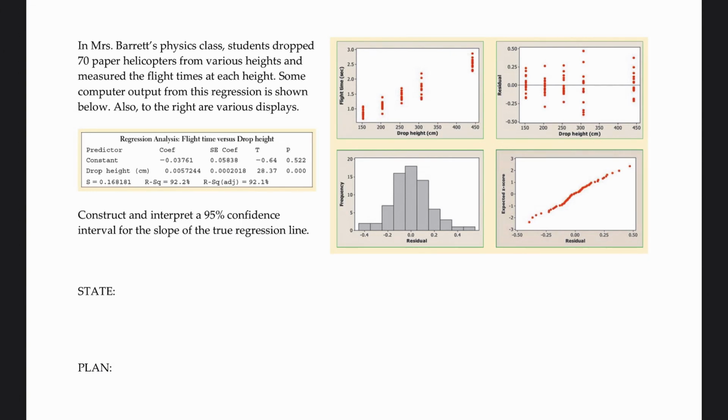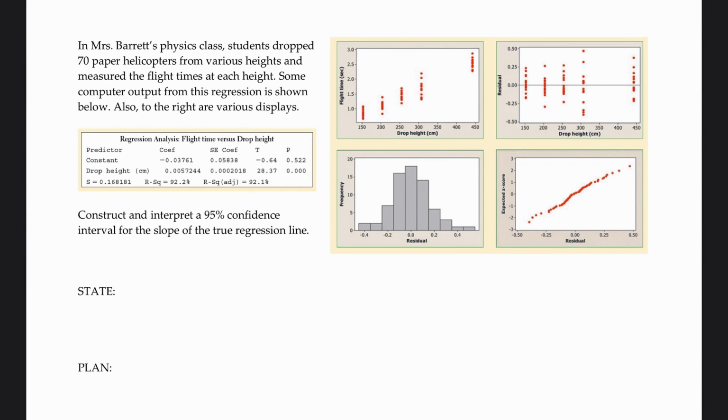Now for the backside, we're going to look at constructing a confidence interval for the true slope. The situation this time around is a physics class. They were given 5 different heights to drop from, a total of 70 different paper helicopters, and they computed a regression comparing how high they dropped it from to the time it was in the air, the flight time. This time around, the raw data is not given to us.